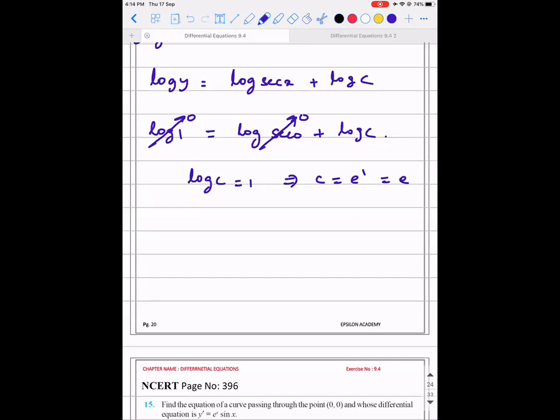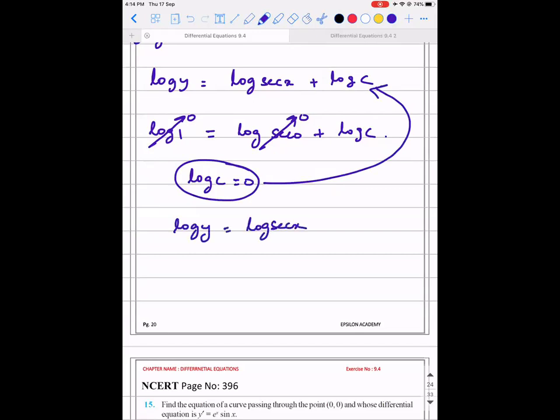So what we can write is, sir, log c also should be 0, no, sir? Log c is 0, no? Yeah, log c is 0. Then that is a constant. No, you take log c and substitute it here. What will be the required differential equation? Log y will be equal to log secant x. So log y is equal to log secant x.